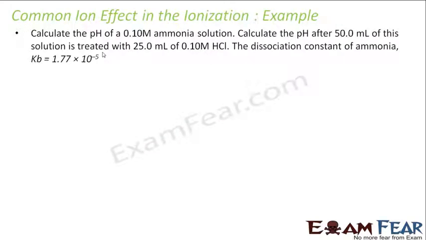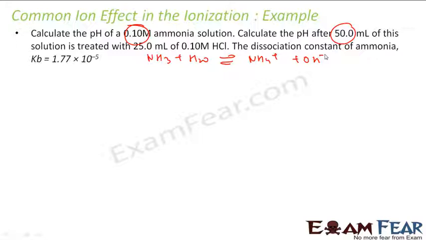Let's take some examples of the common ion effect. We have to calculate the pH of 0.1 M ammonia, and we have to calculate the pH after 50 ml of this solution is treated with 25 ml of HCl. The dissociation constant of ammonia is given. So ammonia is the base. It reacts with water, forms an equilibrium, and forms NH4 plus and OH minus.